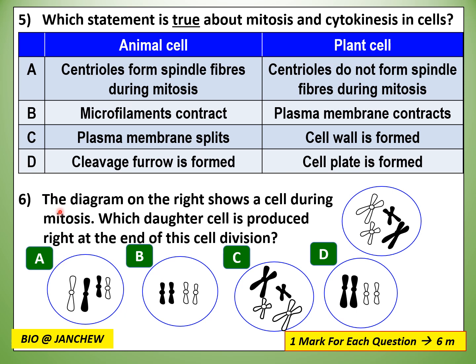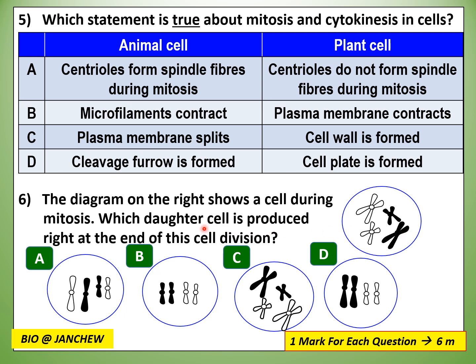Number 6, the diagram on the right shows a cell during mitosis. Which daughter cell is produced right at the end of the cell division? That means immediately after the cell division, after mitosis and cytokinesis. So referring to this parent cell, there are 1, 2, 3, 4 chromosomes in this parent cell. Then during mitosis, in anaphase, the sister chromatids of each chromosome will separate from one another and move to different poles and will be found in different daughter cells.